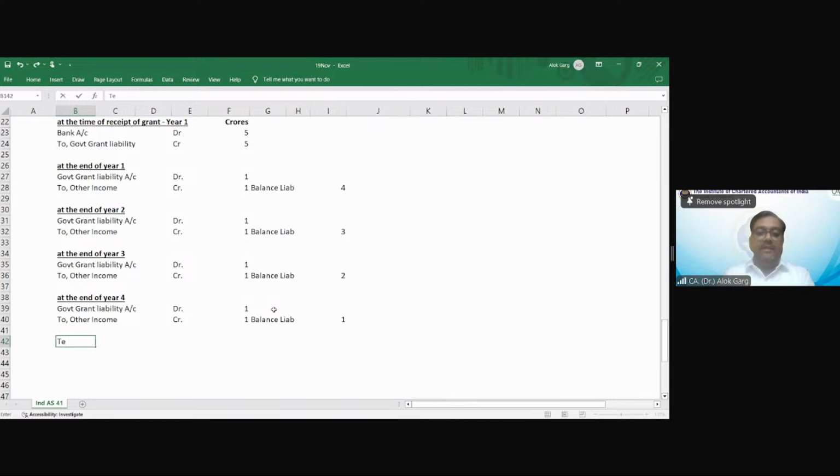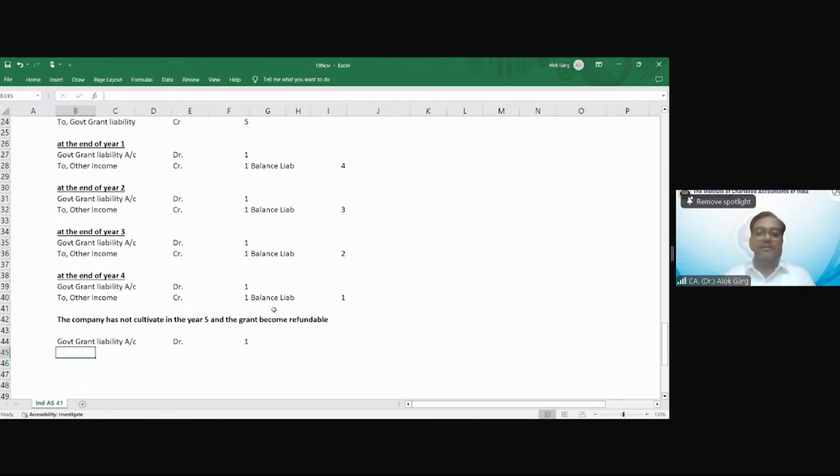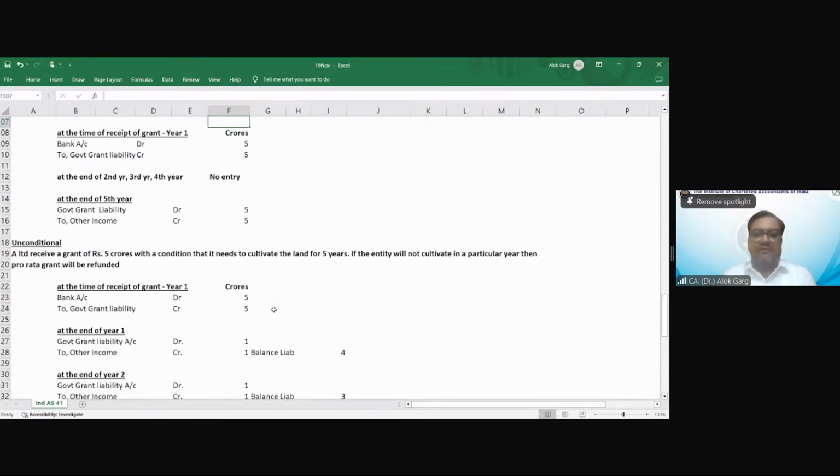Now let's say the company has not cultivated in the year 5 and the grant becomes refundable. What is the accounting entry? Government grant liability debit, to bank. I hope this government grant part is also clear to each and every one of you.